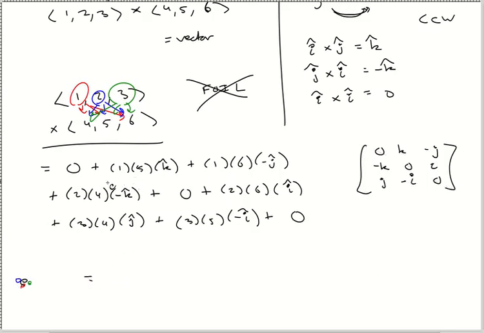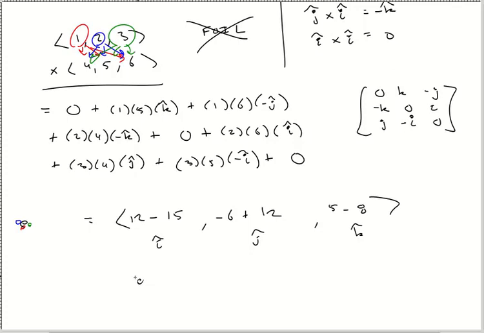Anyways, you can try to simplify all this, but remember that you're going to have your i components together, your j components together, and your k components together, just combining like terms. So your i's, I have a 12 minus, notice the negative right there, minus the 15. My j's, I got a negative 6 plus the 12. And then for my k's, I've got a 5 minus 8. Put it all together: negative 3, positive 6, negative 3.